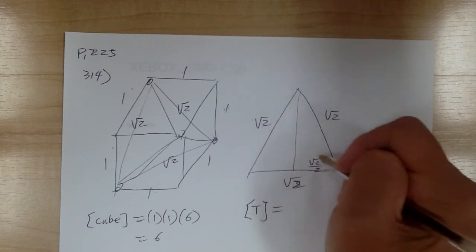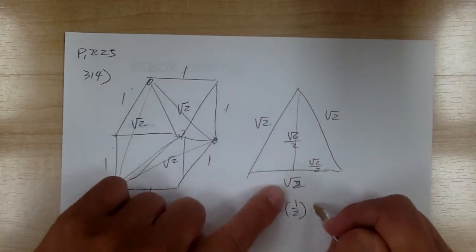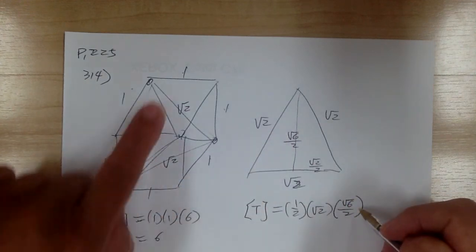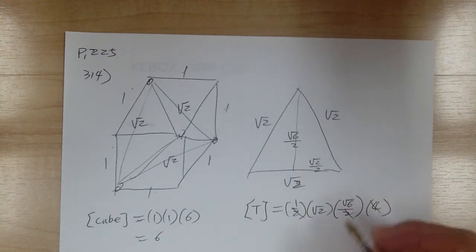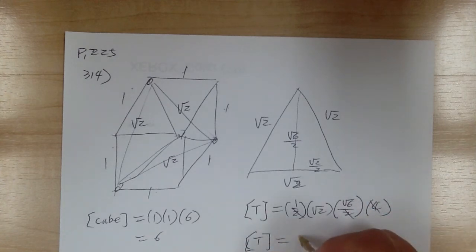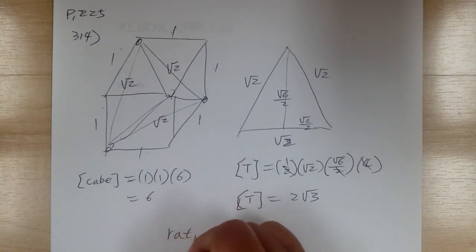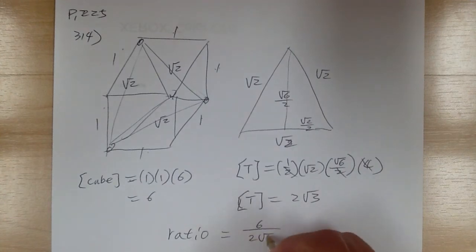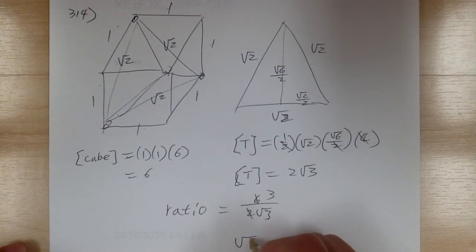Now the surface area of the tetrahedron will equal, okay, so this would be square root of 2 over 2 times square root of 3, so square root of 6 over 2. So area will be 1/2 base times the height, and there are 4 of them, so you have to multiply by 4. Okay, so this and this will cancel out. So the tetrahedron will equal 2 square root of 3. Okay, so the ratio will equal 6 over 2 square root of 3, and you cancel. So 3 over square root of 3 equal to square root of 3. And that's it.